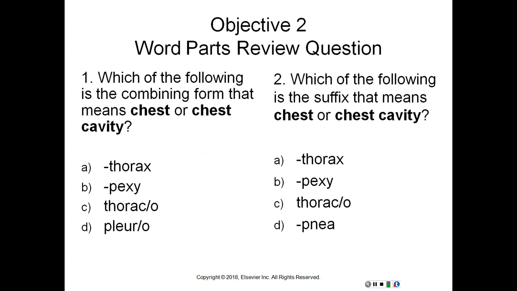And then we just have quick questions here. Which of the following is the combining form that means chest or chest cavity? So again, they're asking for the combining form. A and B are both suffixes because they have the hyphen in front of the word. We're looking for the combining form. So hopefully you chose thoraco, letter C, as your answer for chest or chest cavity.